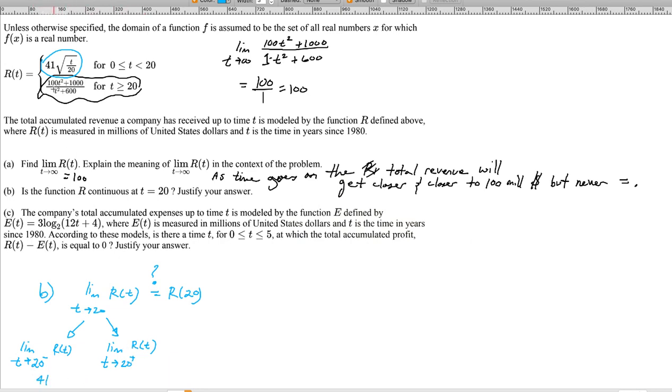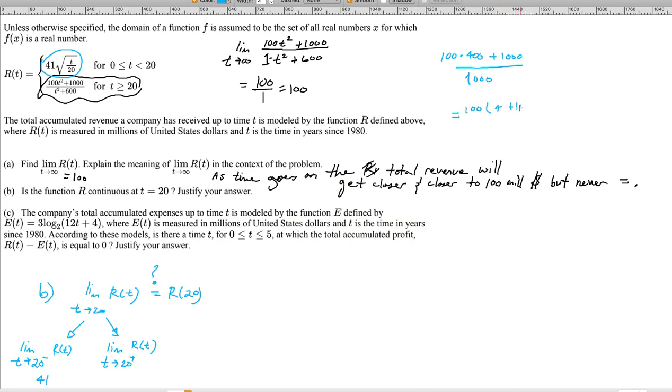Now I want to check the right-hand limit, as I get closer and closer to 20 from the other side. Again, this is a rational function. A rational function is continuous where it's defined, so I could just plug in 20 and see what I get. So 100 times 20 squared is 400, plus 1,000, over 20 squared is 400 plus 600 is 1,000 again. This is going to be equal to, how many zeros can I cancel? Well, from the top I can factor out at least 100.